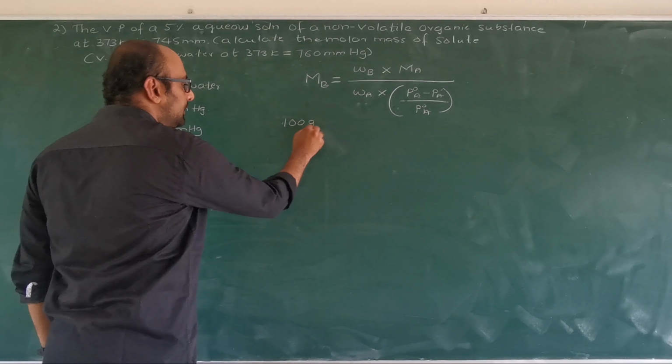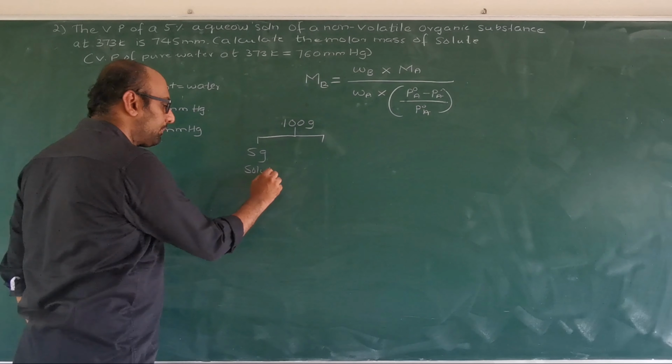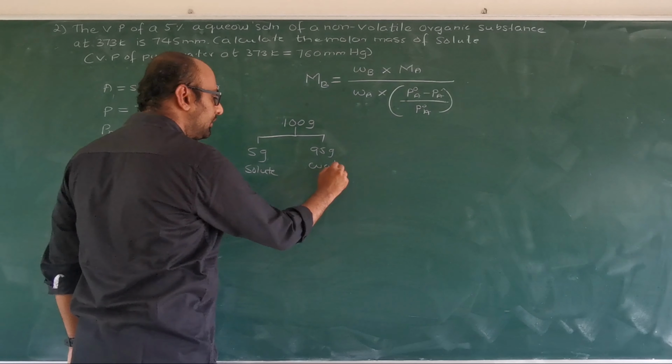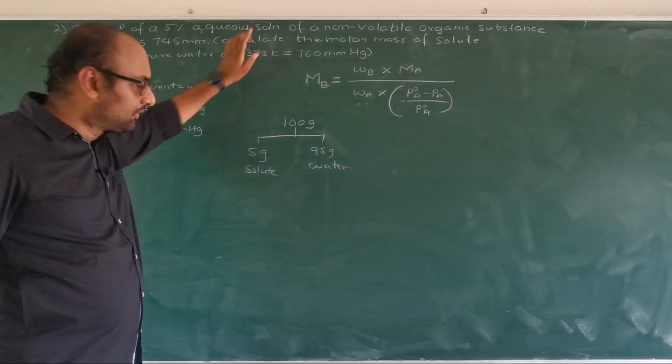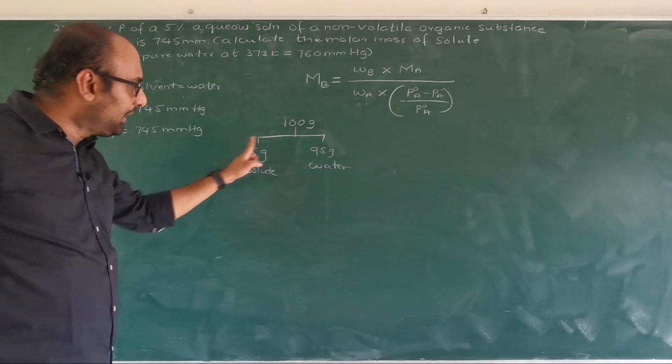Then 5% aqueous solution means we have 100 grams of the solution. In that 100 grams, 5% means 5 grams is the solute. The remaining 95 grams is the solvent, here it is water. So what is the mass of the solute here? Wb is equal to 5 grams. What is the mass of the solvent? Wa is 95 grams.